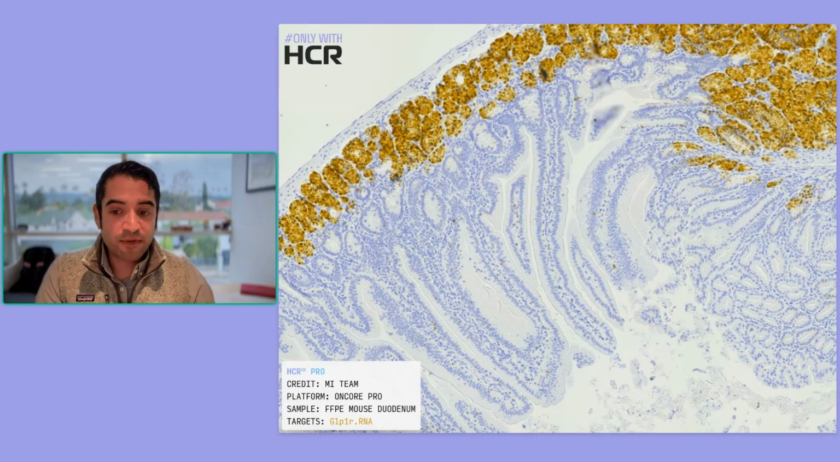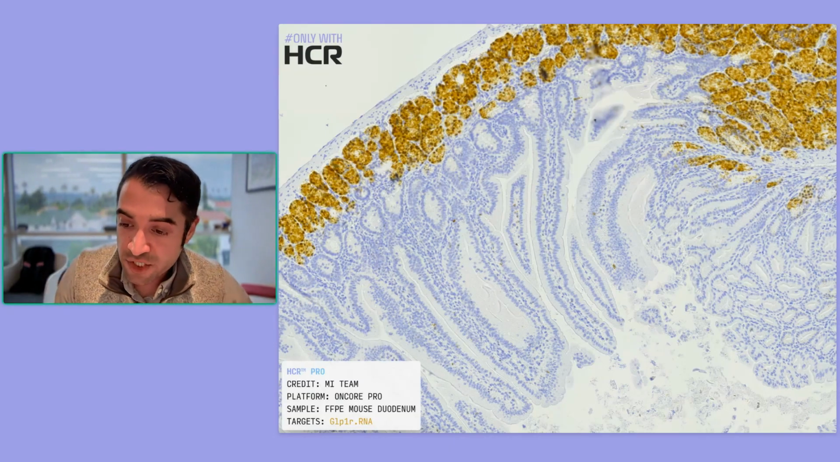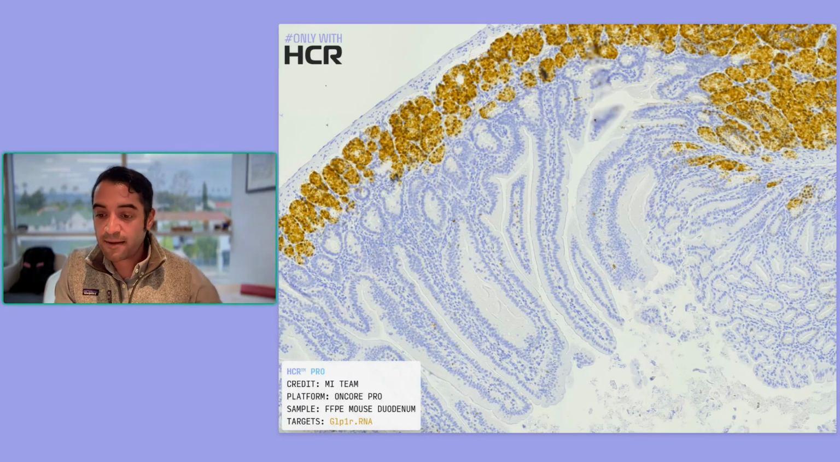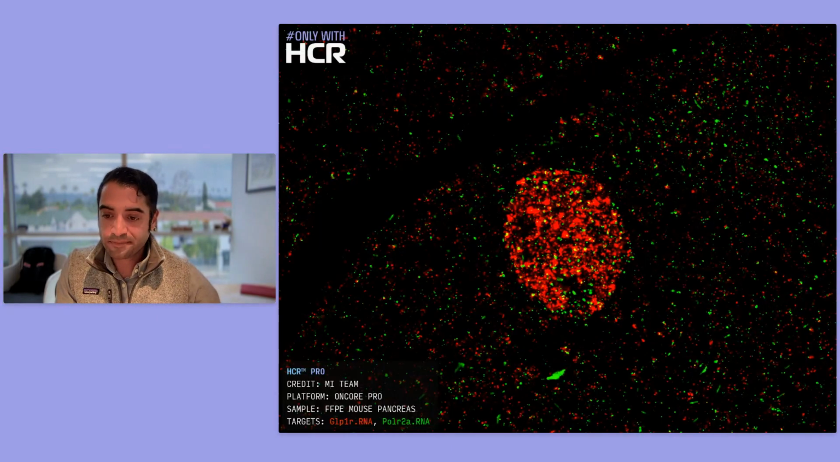Okay, I want to show a couple of images. Here's one showing our 1-plex bright field image on an Encore Pro, which is what Bill also used as the hardware for his assays that he'll talk about in a few minutes. This is with mouse duodenum tissue and just gets really clean, good performance.